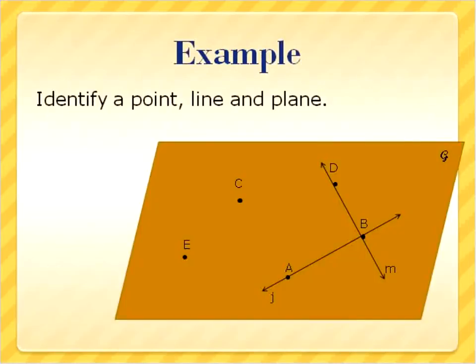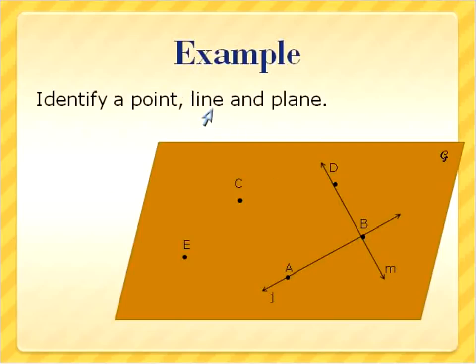Here are some examples of planes, points, and lines. So first we're going to identify a point. Can you point out a point? Just go ahead and show any point. Well, there's the point E, right? It's represented with a capital letter next to the dot, as we've said before. There's the point C, right? There's the point D right there. It's a capital letter next to a point. There's the point B. That's where these 2 lines intersect.